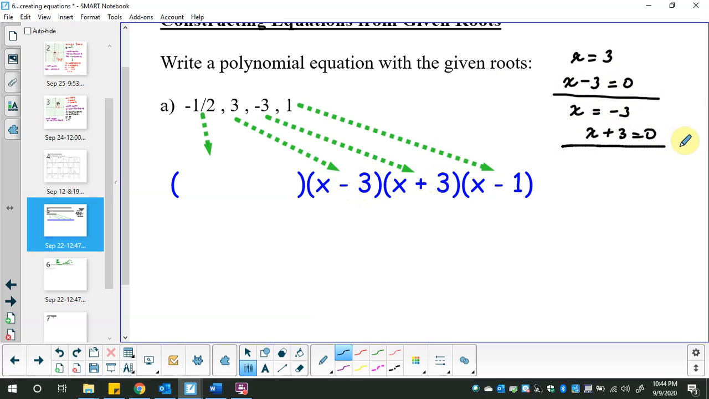And then finally, x equals -1 means taking the -1 back across the equal sign to play Jeopardy, and you end up with a typo. And you end up with that bracket.